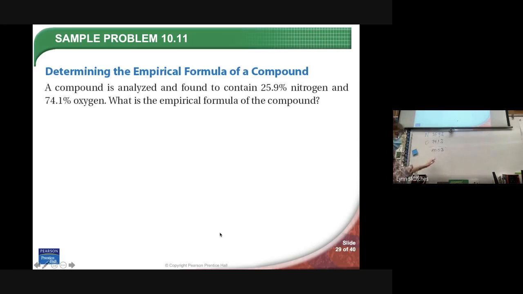So percents are easy, I hope, for you. But we can't do anything with percents. There's no relationship to percents in moles, for example. So we want to get a count of how many nitrogens and a count of how many oxygens are in a unit of this stuff.